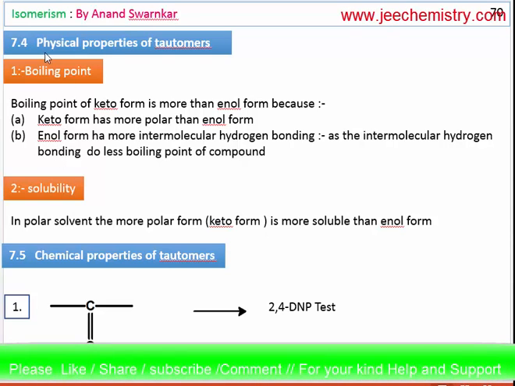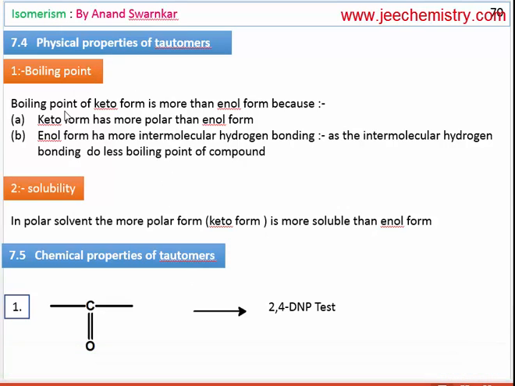Now we will learn about the physical properties of tautomers and the chemical properties of tautomers. In the physical properties of tautomers, generally there are 2 points we need to remember: boiling points and solubility. The keto form is more polar than the enol form, while the enol form has intermolecular hydrogen bonding, and intermolecular hydrogen bonding lowers the boiling points of compounds.